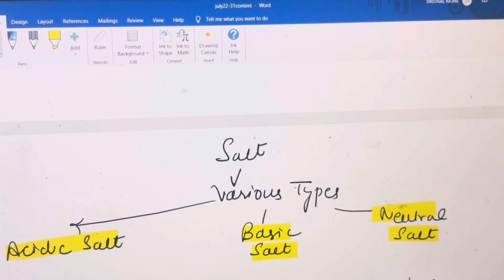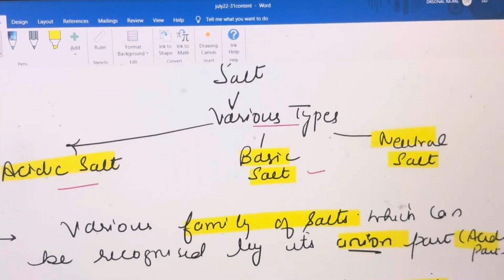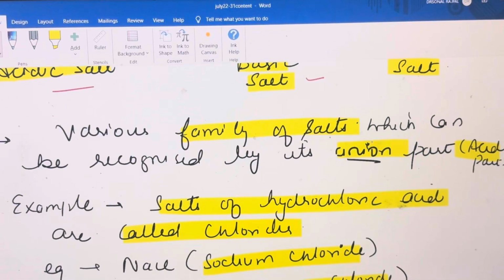And salt is of various types. One is acidic salt, one is basic salt, and one is neutral salt. And various families of salt can be recognized by the anion part.